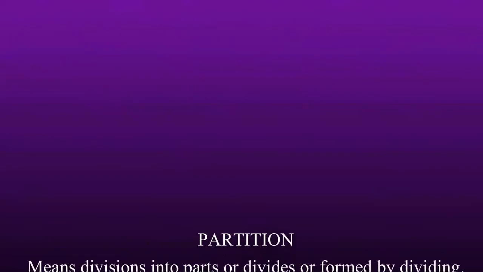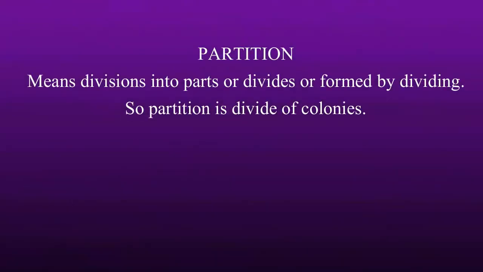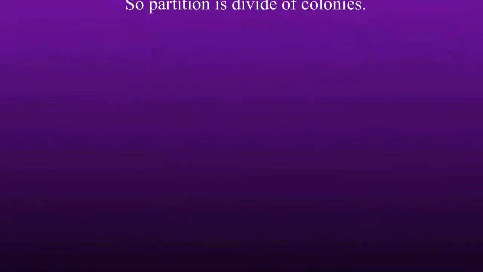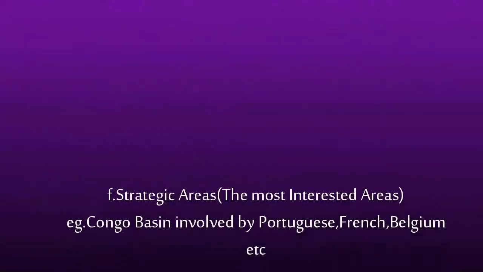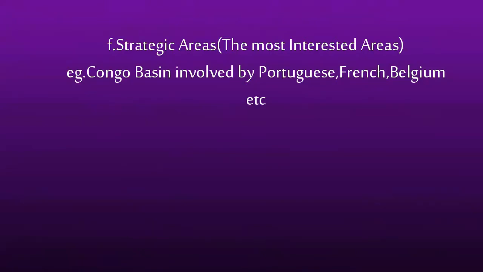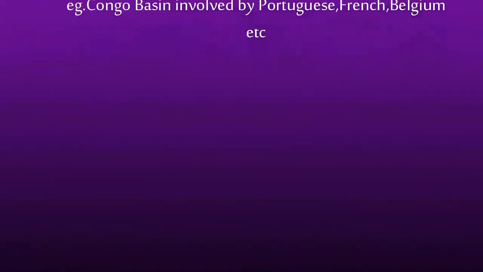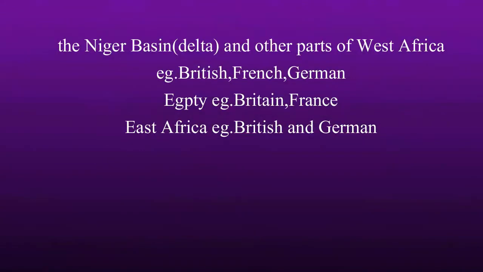The second one is: why did imperialist powers partition the African continent among themselves during the last quarter of the 19th century? I repeat, why did imperialist powers partition the African continent among themselves during the last quarter of the 19th century?